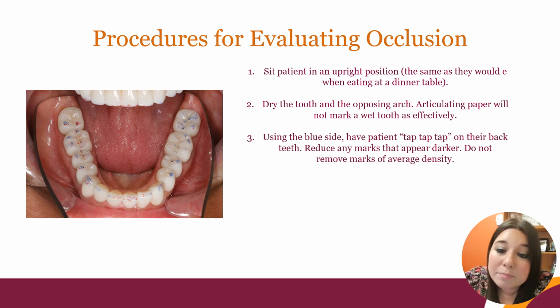Next, we're going to use the blue side of the articulating paper. Some articulating papers have a blue side and a red side. Some are just always blue. If there's two sides, we're going to use the blue side first and have the patient tap a few times. So just say tap, tap, tap. Any marks that are darker on the restoration compared to the adjacent teeth, make sure that we're polishing those so that they're even.